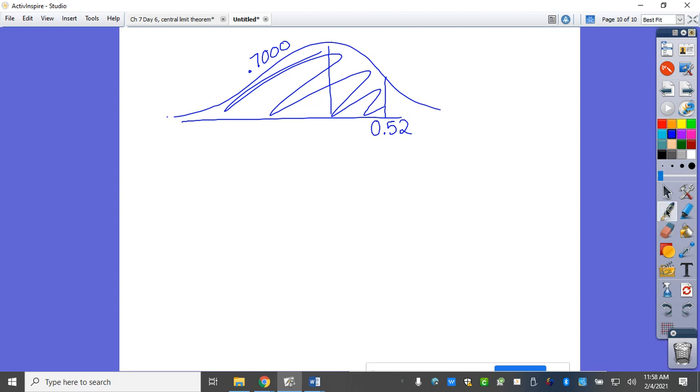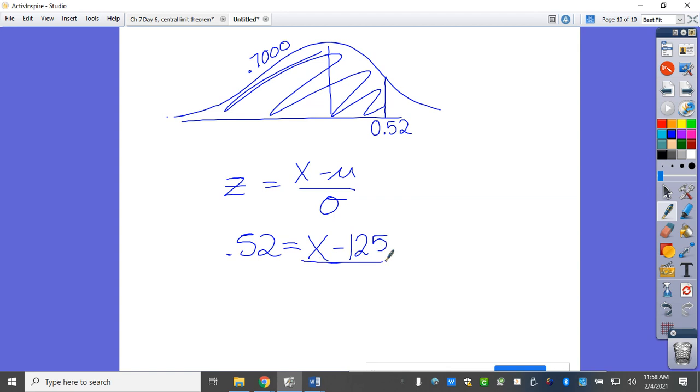All right, so it didn't say very specifically. Okay, so my z equals equation is this. Do I know my z? Yes, that's 0.52. Do I know my x? No, that's what I'm solving for. Do I know my mu? Which is what? Do I know my sigma? I don't remember what it is. 6.5. Algebra. So multiply both sides by 6.5. Then add 125.